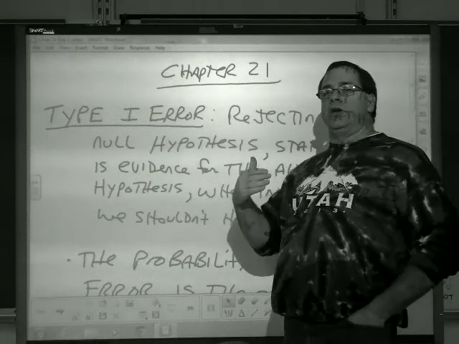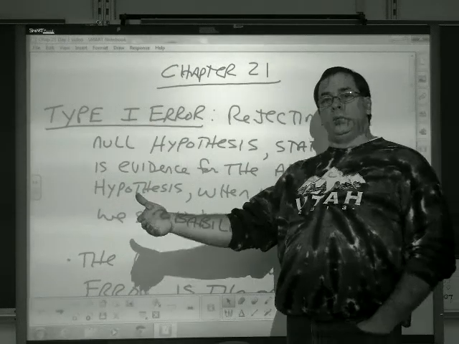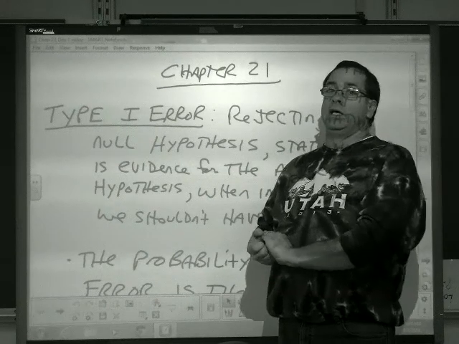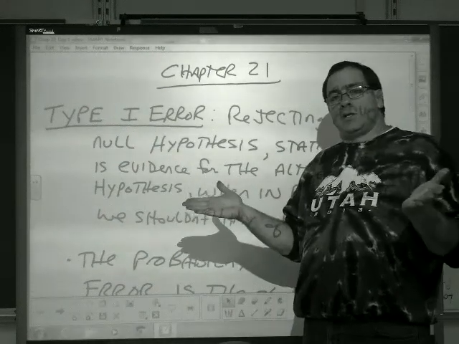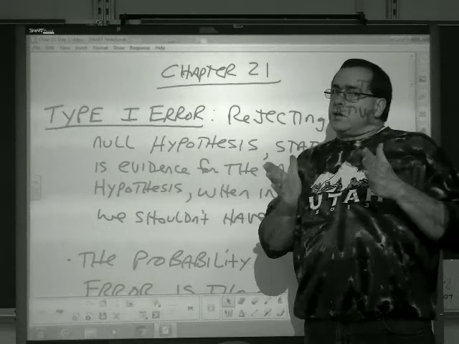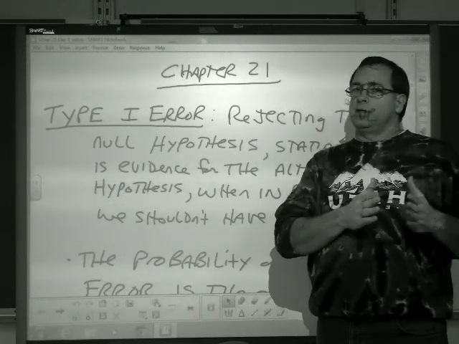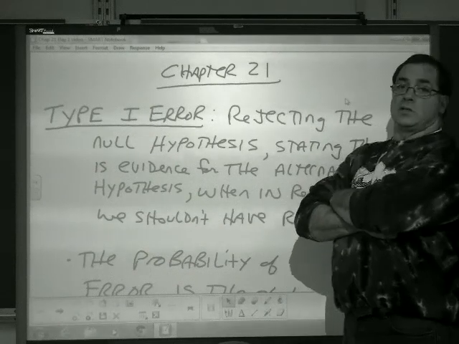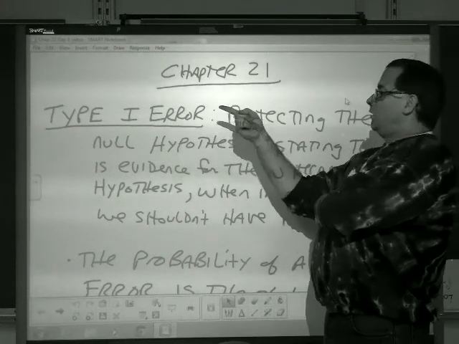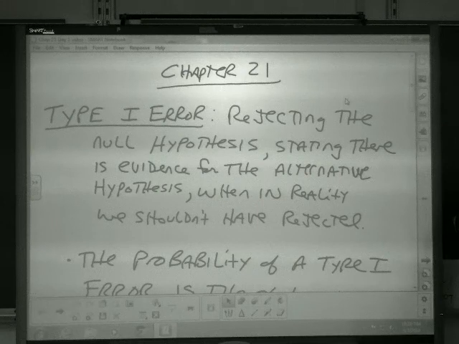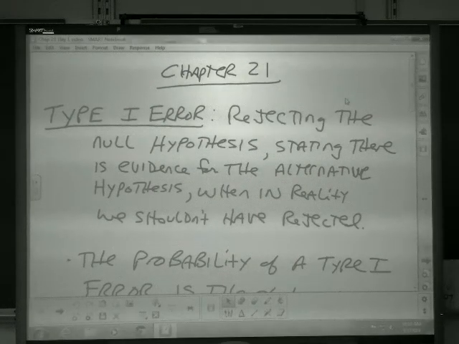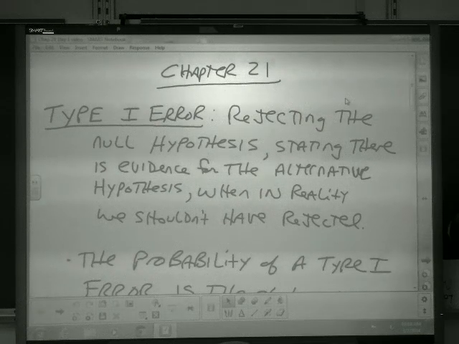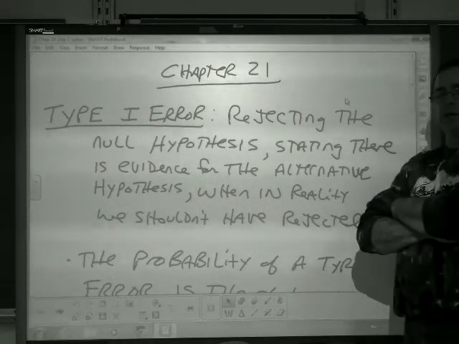So saying that a new product is going to work because it's better than the old, when in reality it's not better than the old. It just, by happenstance, remember, we can get our data a certain percentage by chance. That's what the p-value is. Well, we end up hitting that small chance that we said it was significant when really it's not. And if that happens, it's a type 1 error. So it's rejecting the null hypothesis, or in other words, stating there's evidence for the alternative hypothesis, when in reality, we shouldn't have rejected the null to begin with.